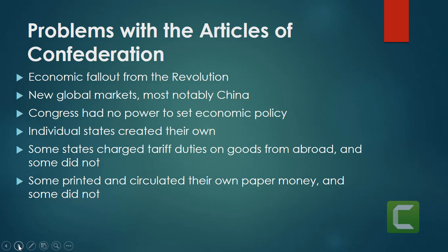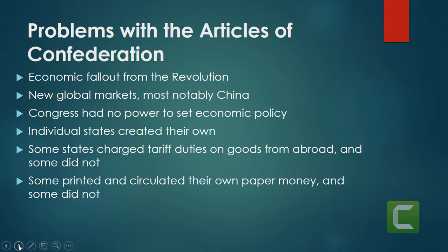Okay. So in no particular order, these are some of the issues that appear almost immediately with the new national government under the Articles of Confederation. The first is that, as we've already talked about, there's a lot of economic fallout from the Revolution. The government of the brand new United States really struggles for the first couple of years after the war because, of course, it owes these massive debts and there's problems with inflation, all of that.